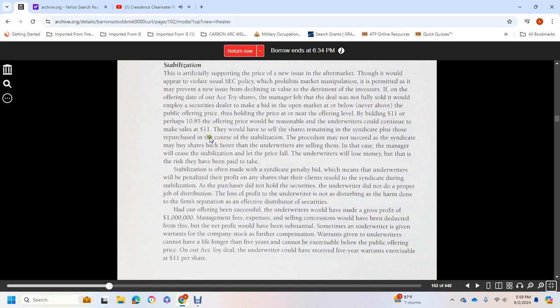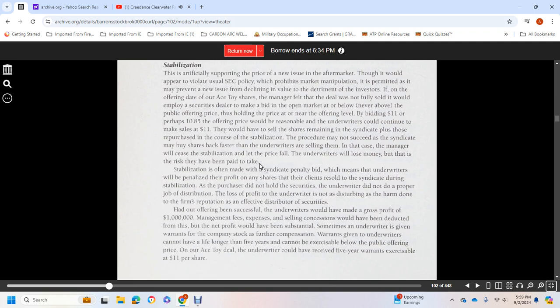Underwriters would continue to make sales at $11. They would have to sell the remaining shares of the syndicate plus the repurchased shares over the course of the stabilization. Stabilization procedures may not succeed, as the syndicate may buy shares back faster than underwriters are selling them. In this case, the manager would cease the stabilization and let the price fall. The underwriters will lose money, but that is the risk they are paid to take.